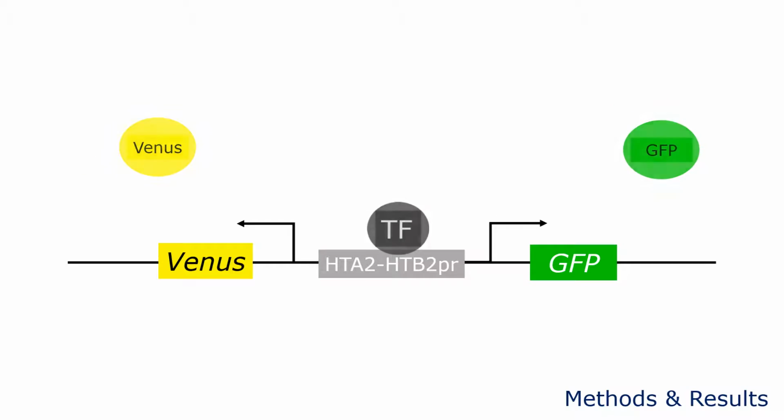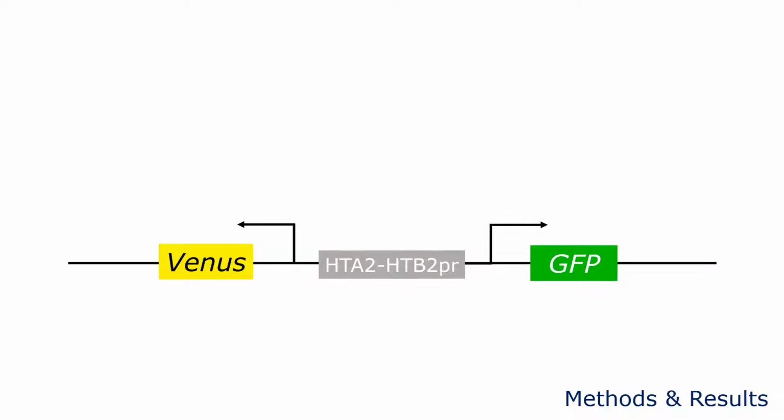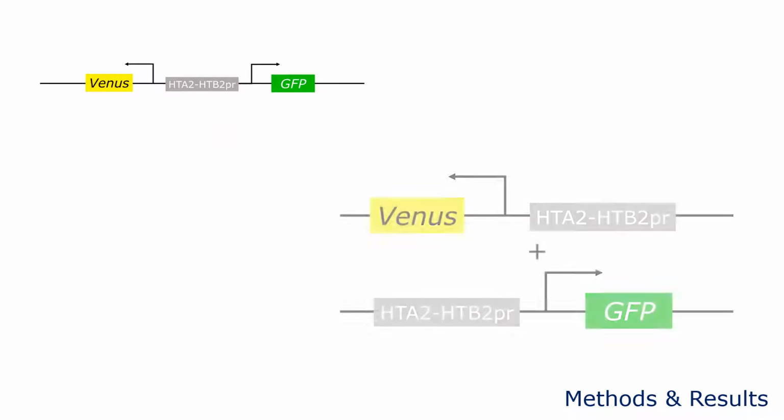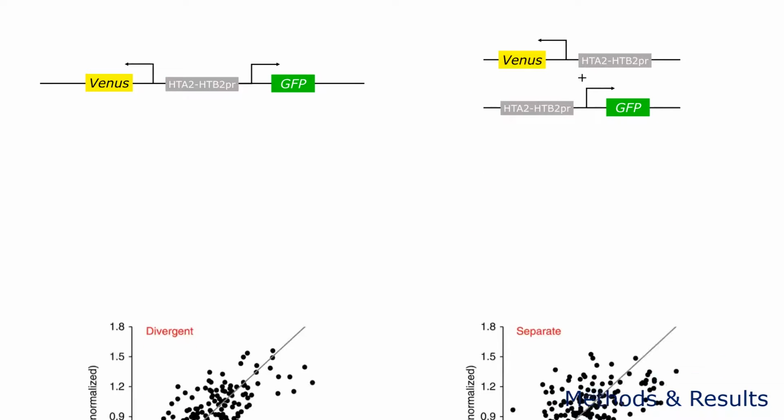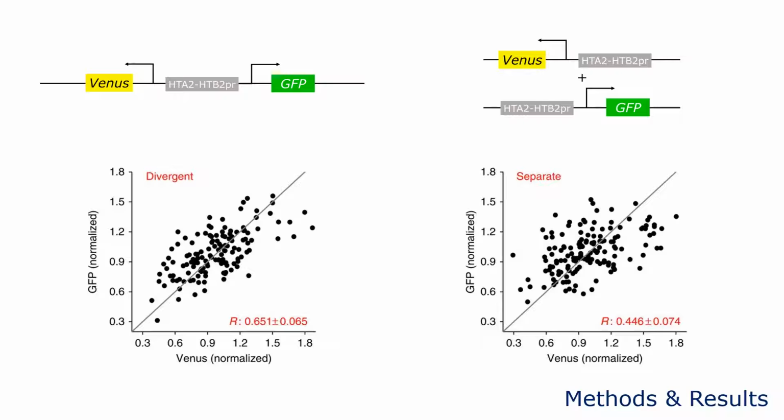To assess the effect divergent gene pair structure has on expression, the authors also construct a strain of yeast where this gene pair is separated onto different chromosomes. They then record the brightness of each protein in individual yeast cells from both strains.